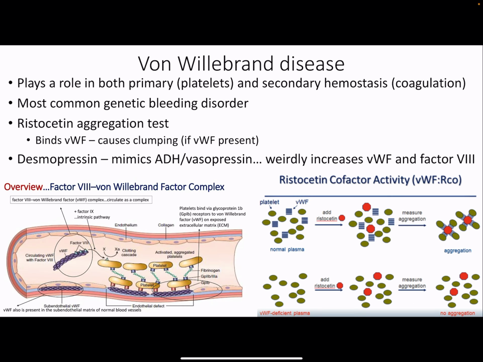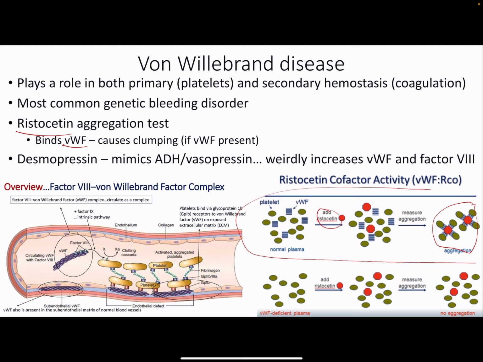Von Willebrand disease, so this is going to be kind of in both camps. This is both coagulation and platelets, primary and secondary hemostasis. So this is a very common bleeding disorder. To test for this, we can provide ristocetin. So ristocetin should bind von Willebrand factor. So here we have a normal individual. We add ristocetin and it binds von Willebrand factor, which kind of causes the platelets to aggregate together.